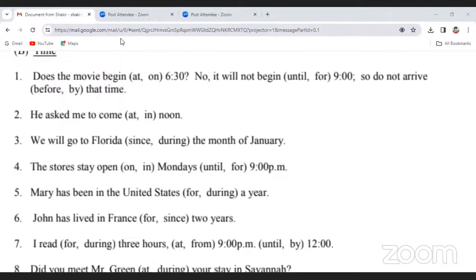Number 4. The stores stay open dash Mondays dash 9 p.m. On Mondays until 9 p.m. On and until are the correct answers. The stores stay open on Mondays until 9 p.m.